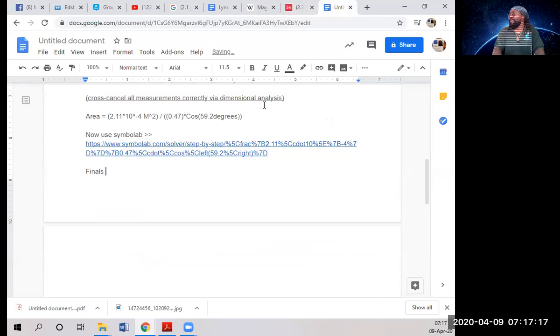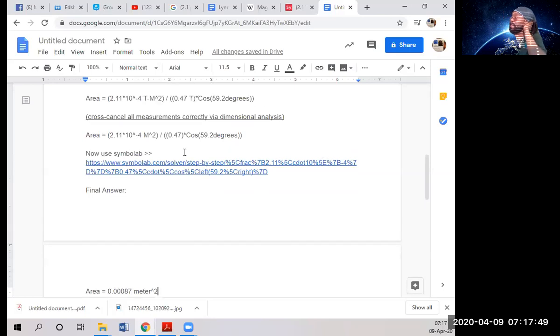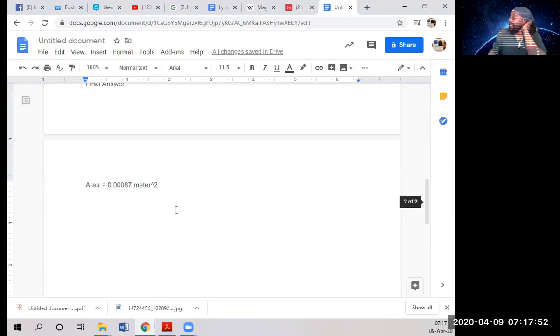So final answer, and I usually have students box this because we're typing, you can't, is basically area is equal to, let me say 0.00087. I wrote it down this time, so I have to flip the screen. And this will be meters squared, because we did the dimension analysis that you saw here, that is still meters squared once you cancel out all the appropriate dimensions. Okay, so that's where we're at.